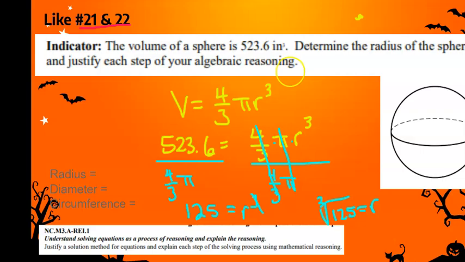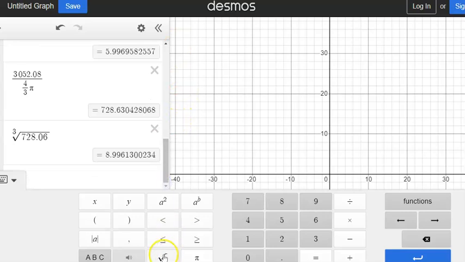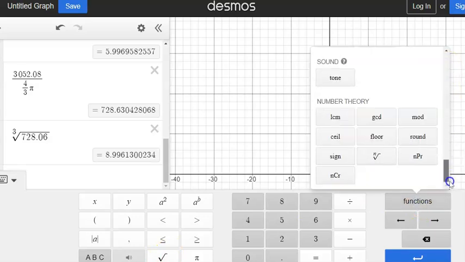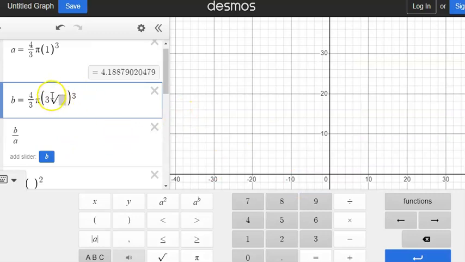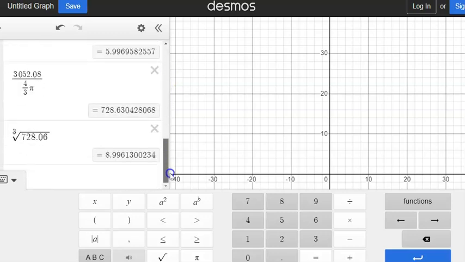The cube root of 125, make sure you know how to go on Desmos and get the cube root button. You can't use the square root button. You can't just put a 3 in front of it. You hit functions, you go all the way to the bottom, and you pull this button that lets you put any root that you want to. And once you press that button, then you can type in the 3 for the cube root that you want.